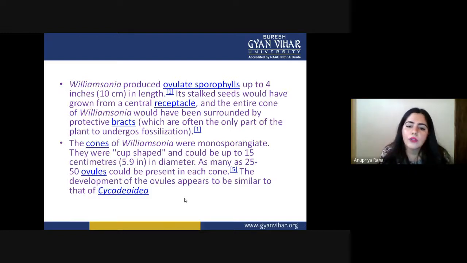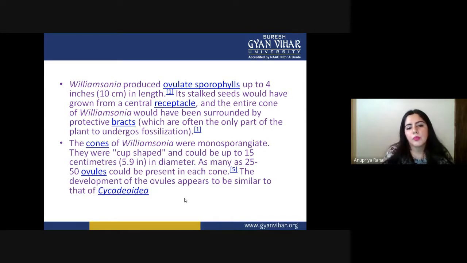The cone of Wilsonia, if we see, was monosporangiate. Monosporangiate means one kind of sporangia will be formed there, or you can say one type of gamete. It can be either the male gamete or the female gamete. It cannot be bisporangiate, meaning two sporangia cannot be present at one place. There is a single sporangia present in the place. That's why we call them monosporangiate.